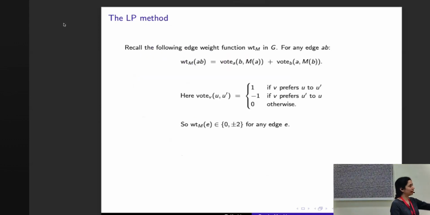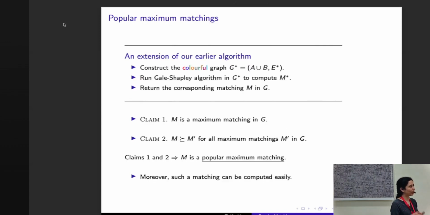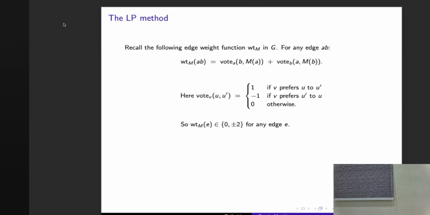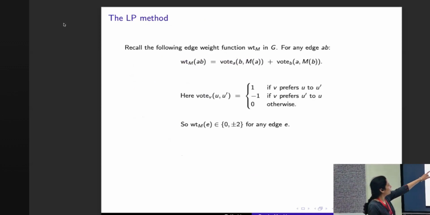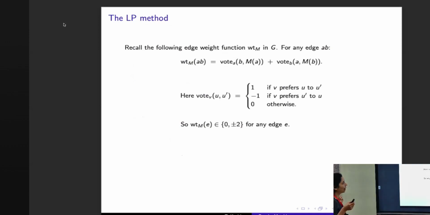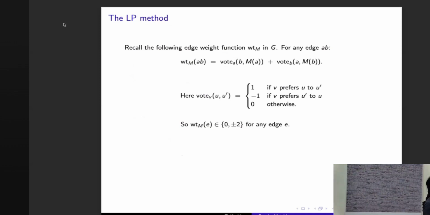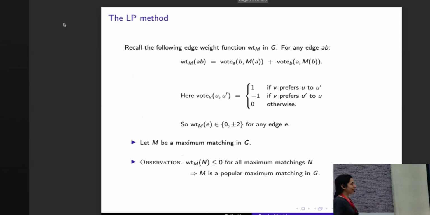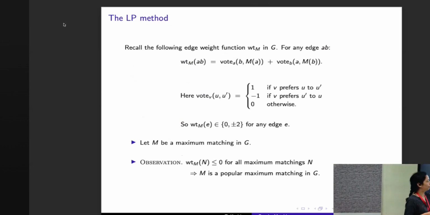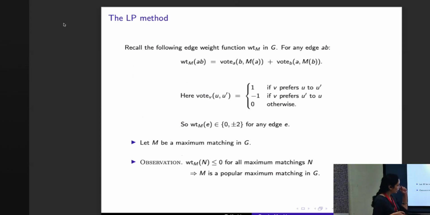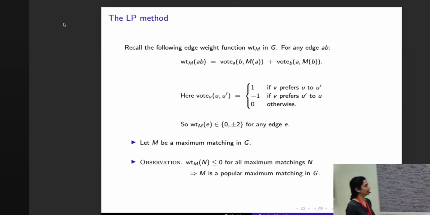So how do we prove it? I've just made a couple of claims. Why are these claims correct? Let's go back through the exercise of proving our claims. Recall this edge weight function that we used. The weight of an edge is one of three values: 0, +2, -2. It is the sum of the votes of the endpoints of the edge for each other versus their respective assignments in M, and the vote is either +1, -1 or 0. Just as we did in the case of maximum size popular matching, this observation is easy to see: if the weight of every maximum matching under this edge weight function is at most 0, then M is a popular maximum matching in the graph.